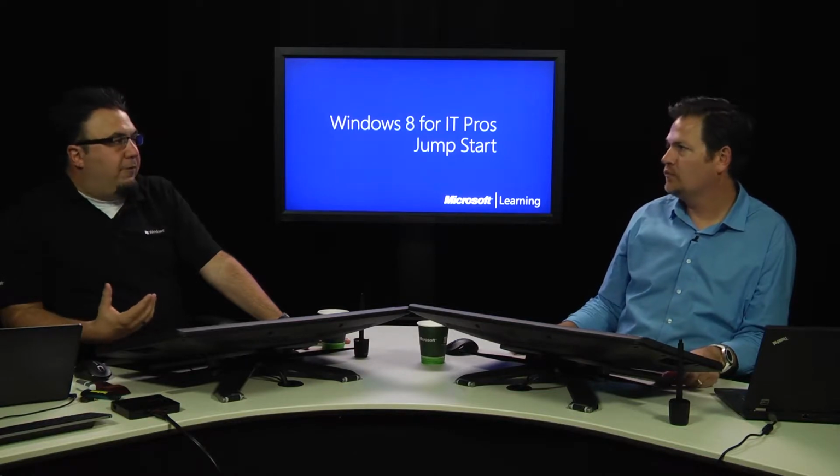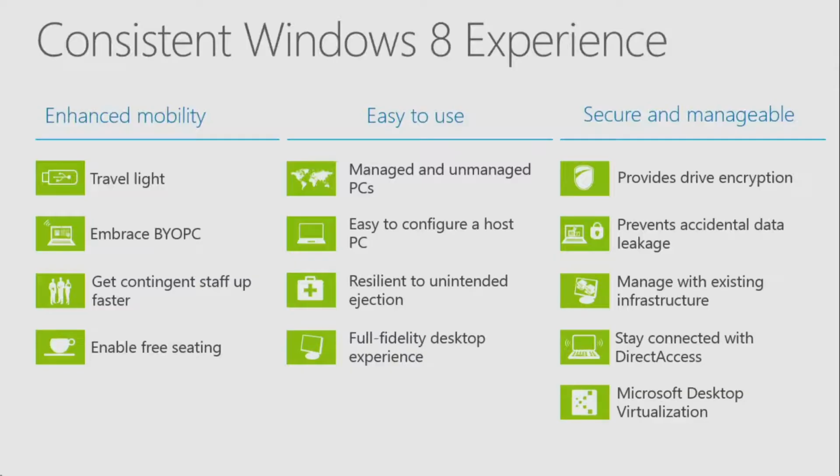It's everything you would get from having Windows 8 installed on a machine. We, again, have drive encryption, BitLocker, and BitLocker To Go. It does prevent accidental data leakage because by doing this, it requires a BitLocker password and then a domain password. And it can be managed with our existing infrastructure. We don't need anything special to manage this. We're ready to go right out of the box.